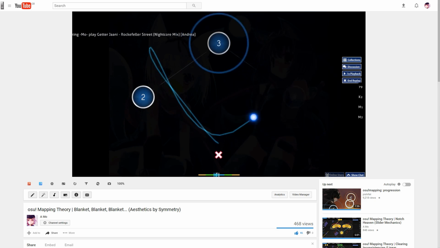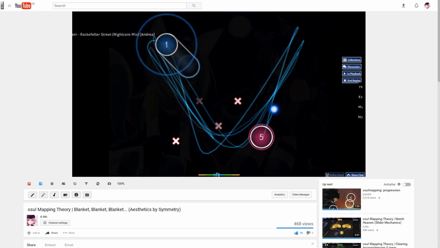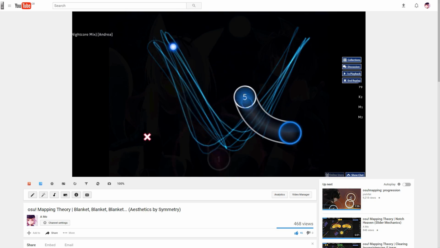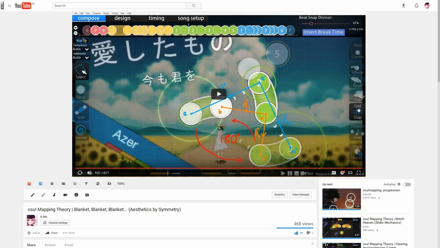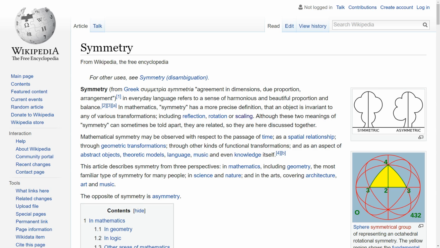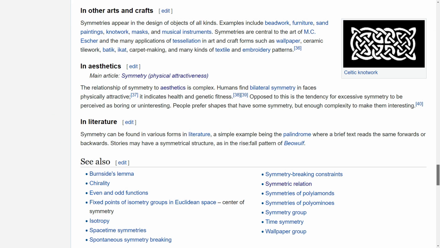Hi, so last video, I said something along the lines of symmetrical style maps often get called out for being boring. And then I didn't say any more. But now, I can finally go back to this Wikipedia page. If we scroll down, you'll find these sentences.